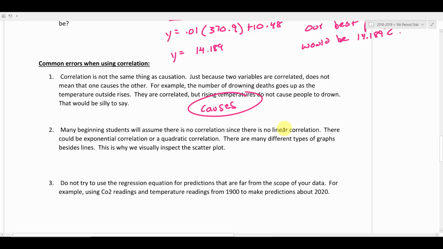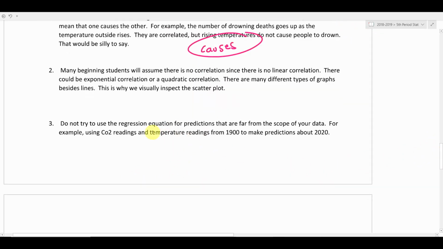So they'll assume that there is no correlation between two variables if they don't see a line forming. All right, but there are many other shapes out there, quadratics and exponential correlations, the cubic correlations, like I said before. This is why we visually inspect the scatter plot. So we don't want to say that two things are not correlated, especially if they're making another distinct shape besides a line.